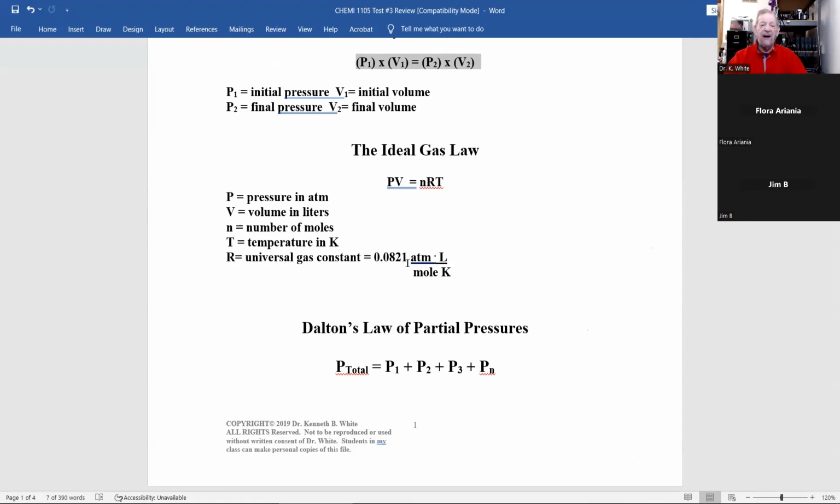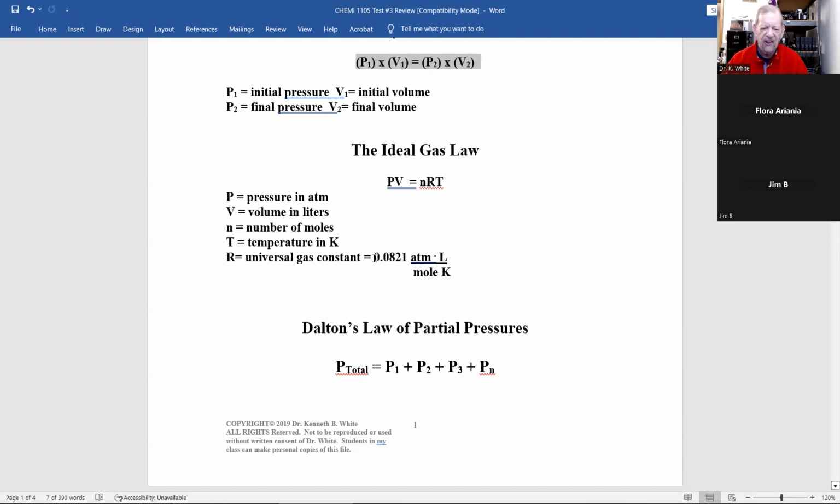All right, let's talk about the ideal gas law. And in all chemistry, this is probably my favorite mathematical formula. This is fun. Now you know I'm a chemist. All right, and the ideal gas law is PV equals nRT. P is pressure, but for this to work, it has to be in atmospheres. V is volume, and that's always in liters. n is the number of moles. T is the temperature in Kelvin, and R is the universal gas law constant.